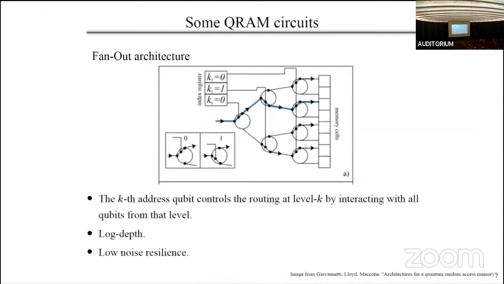Another simple one is a fan-out architecture, which is a tree-shaped circuit in which each qubit of the address register controls the path that your target qubit will take in all the layers, as I put it here. This is much better, with logarithmic depth, but it was shown that it has low noise resilience.